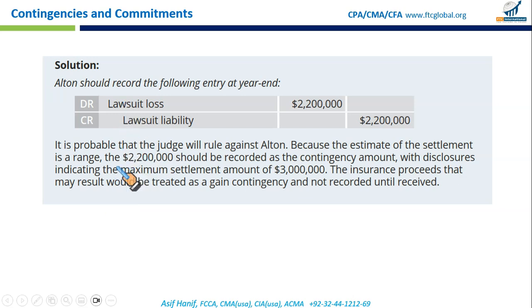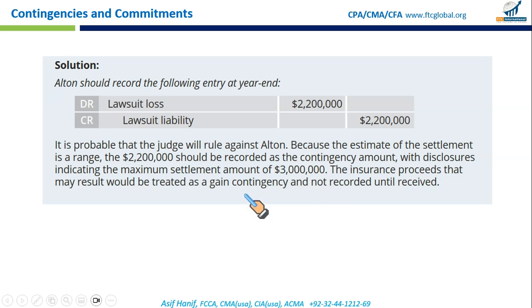Since it is probable that the judge will rule against us and an estimate is available of 2.2 million, we should report it as a loss to the income statement, and since it hasn't yet been paid, we accrue a liability. So loss debit, liability credit, but you must disclose that there could be a maximum settlement amount of $3 million, and that the insurance proceeds that may result would be treated as a gain contingency, not recorded until receipt. For now, this is what you're going to report to the income statement and the balance sheet, and also disclose that the amount could be as high as this much.